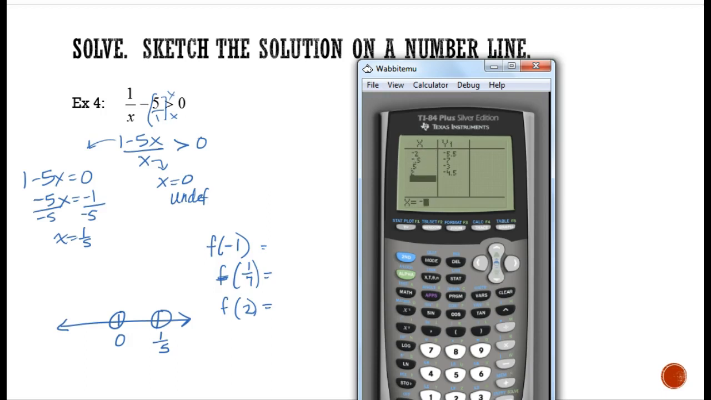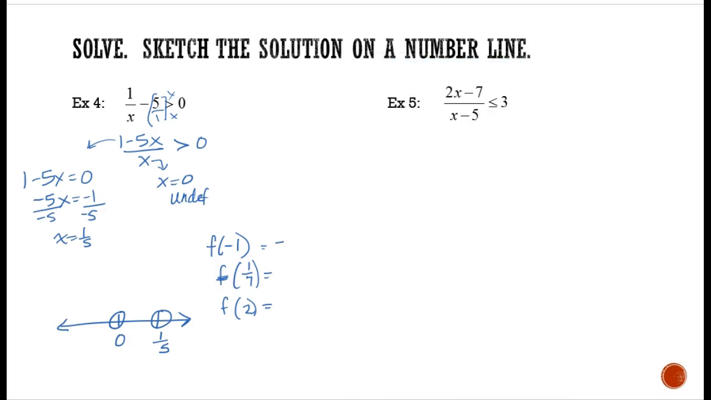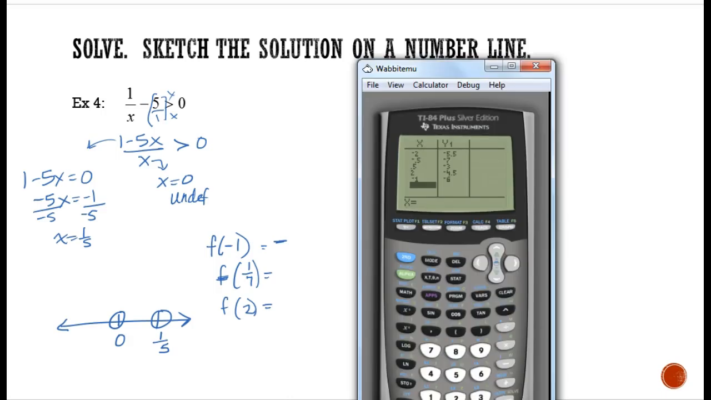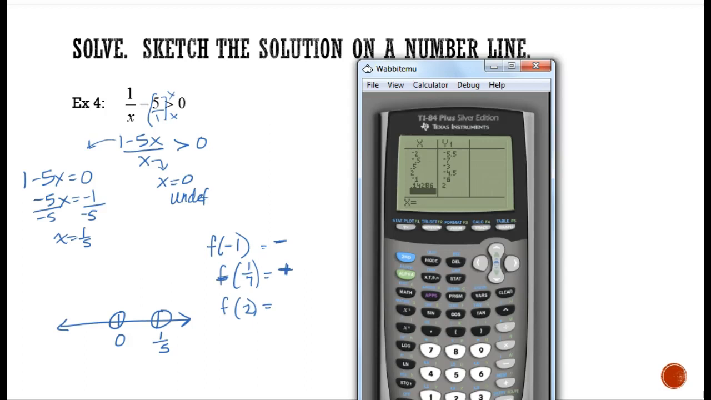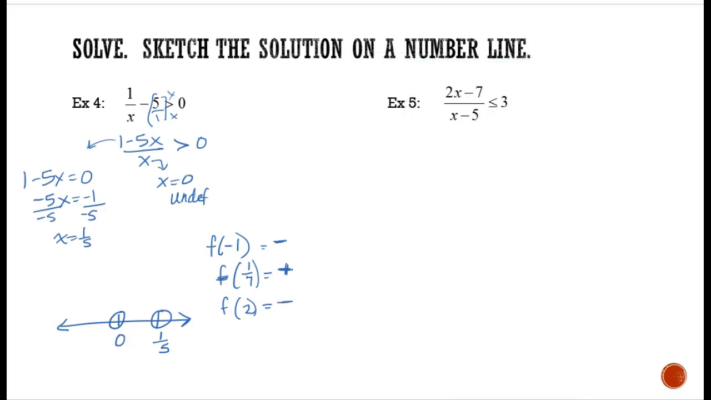So let's do this. We put in a -1, and I get a negative answer. That's what I need to know. This one's negative. Now, for 1/7, don't be freaked out. Just type in 1 divided by 7. It comes out positive. So that's good to know. And if I put a 2 in there, what's going to happen? I get a negative. So my regions, they're negative over here, it's positive here, and it's negative over here.